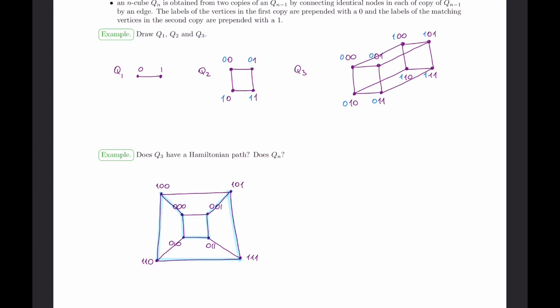And I remember seeing this for the first time when I was an undergrad, and this completely persuaded me that discrete math is something that I want to pursue for my research.